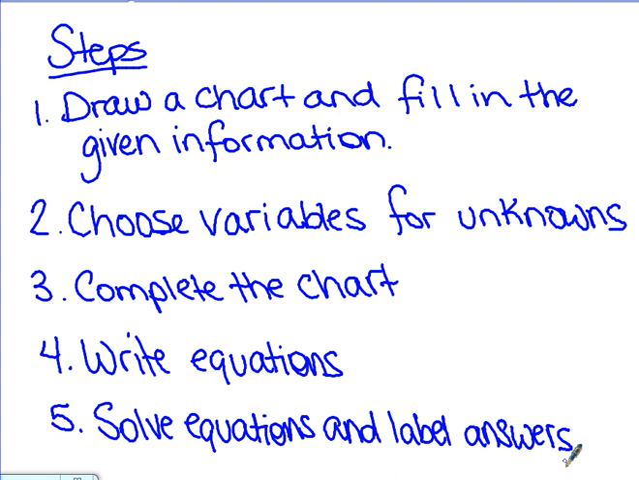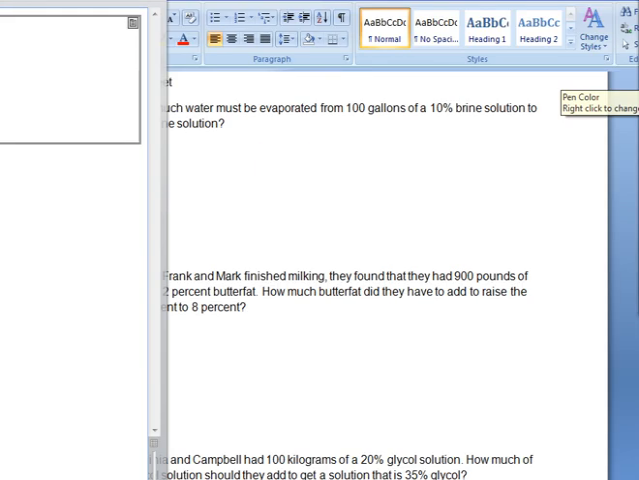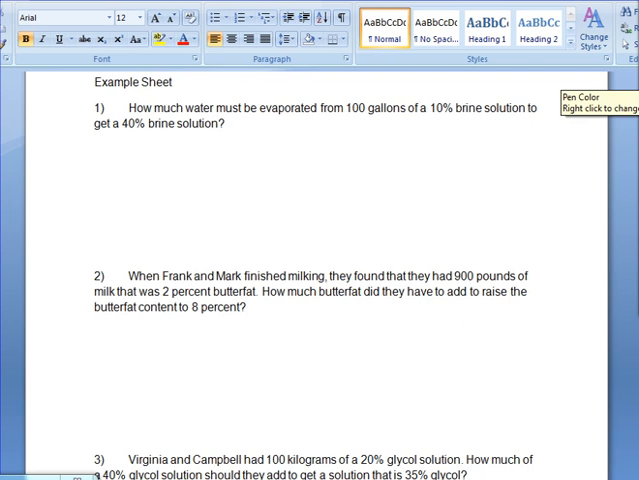All right, let's look at some examples. We're going to do these from your example sheet, so go ahead and get out your example sheet. And let's look at example number 1. Example 1 says: how much water must be evaporated from 100 gallons of a 10% brine solution to get a 40% brine solution?